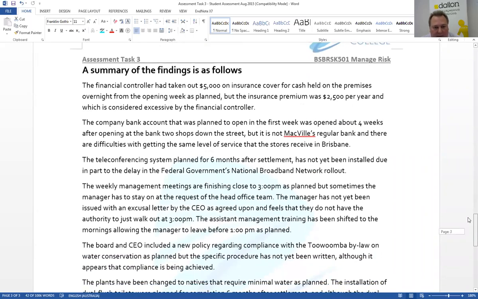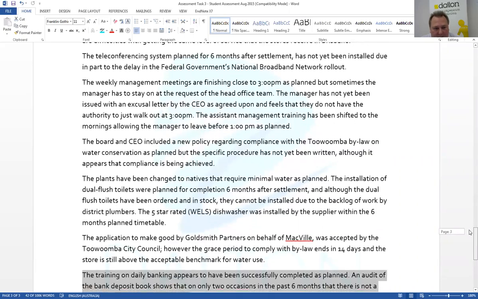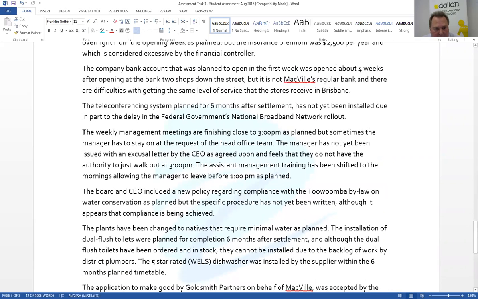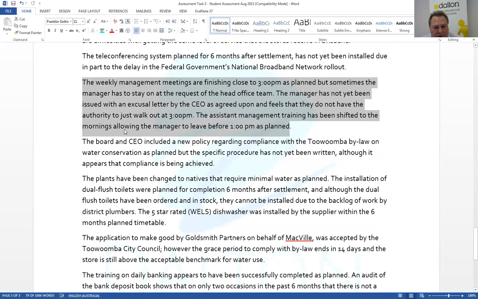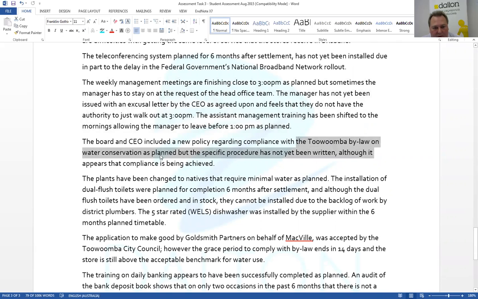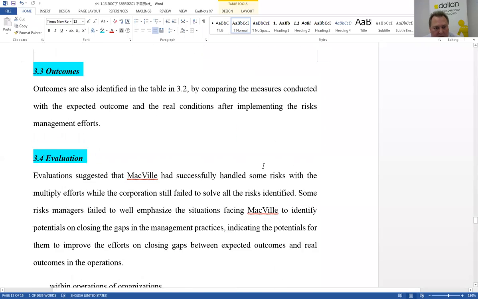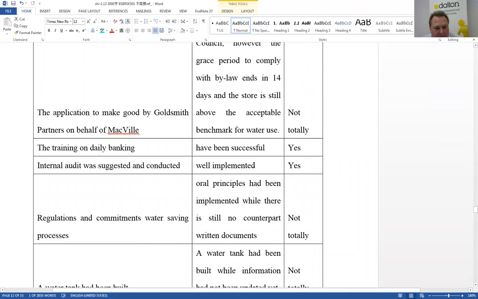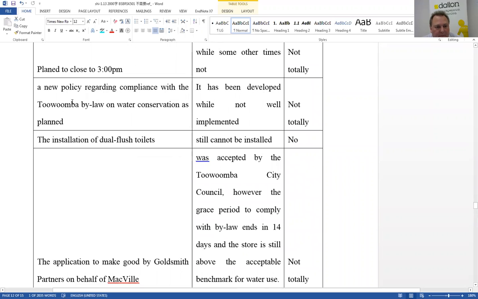So there's our case study. We've just read that, nice and easy. Practically each paragraph would have, on average, a different issue. There's another one there, the Toowoomba bylaw on water conservation. We just saw that on the table. I just showed you the Toowoomba bylaw. So there it is there, Toowoomba bylaw. So yeah, pretty much we've covered everything.